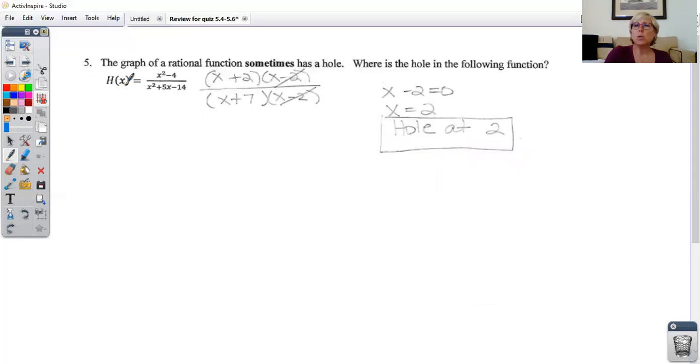And holes. Holes are super easy, super cool. When you factor everything, if you have a binomial factor on top that matches a binomial factor on bottom, cancel those binomials out. Take one of them and set it equal to 0 and solve, and that tells you you have a hole at x equals 2. You have a vertical asymptote at x equals -7, but a hole at +2.